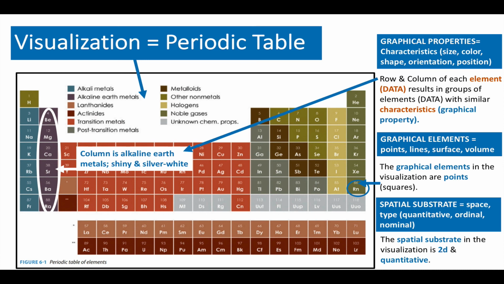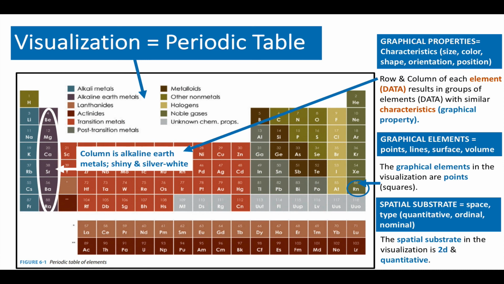Graphical elements of the visualization refers to points, lines, surface, and volume. The graphical elements in this particular visualization are points. Now, when you read in your textbook exactly what points are, in this particular instance, it refers to the squares, the blocks on this visualization. Each block of an element. This element, right here, circled in blue, is considered a point.